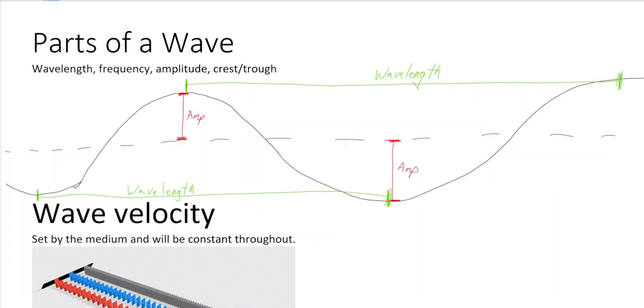Okay, so what else do we have? The crest is up here, which I'll often call peak. And this is the trough down here, or sometimes called the valley.